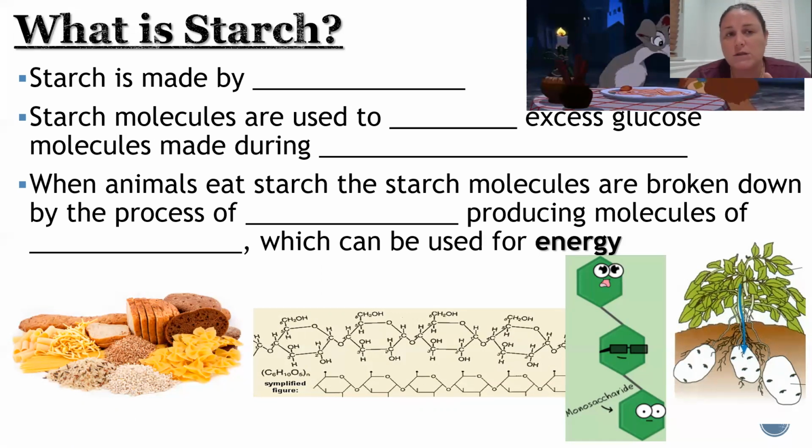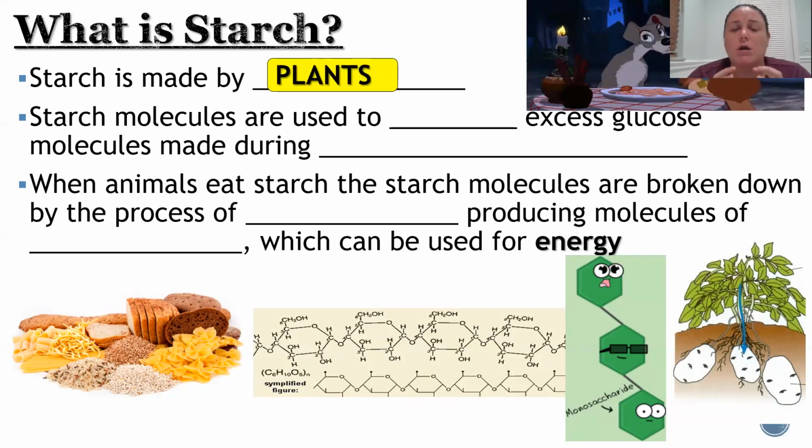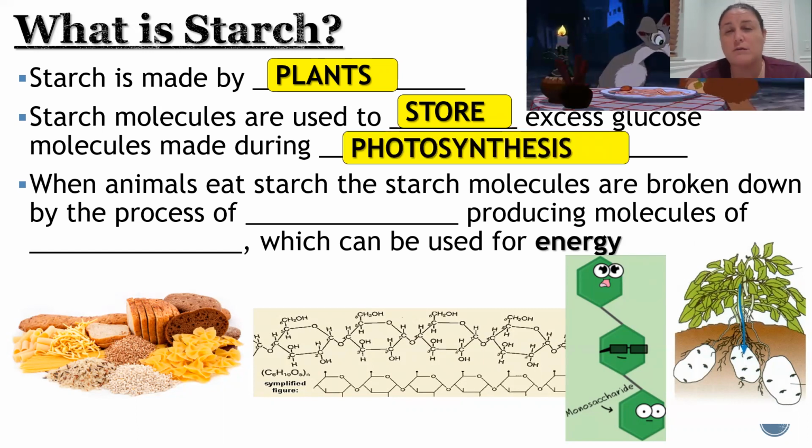And the first one we're going to talk about is starch. So starch is a molecule, a polysaccharide, that's made by plants. And the reason why plants make starch is they use it as a way to store all of those extra glucose molecules that are made during the process of photosynthesis.